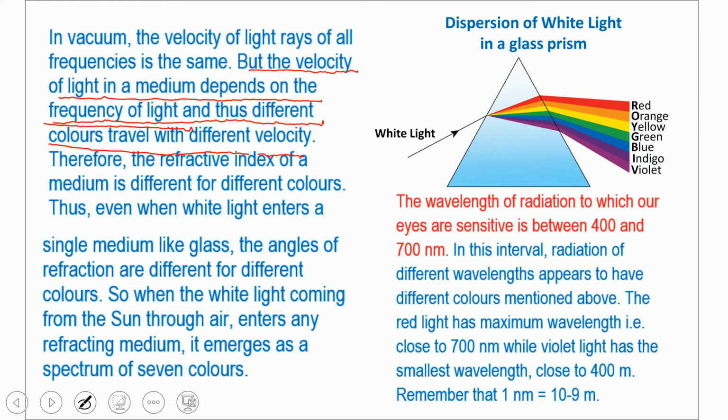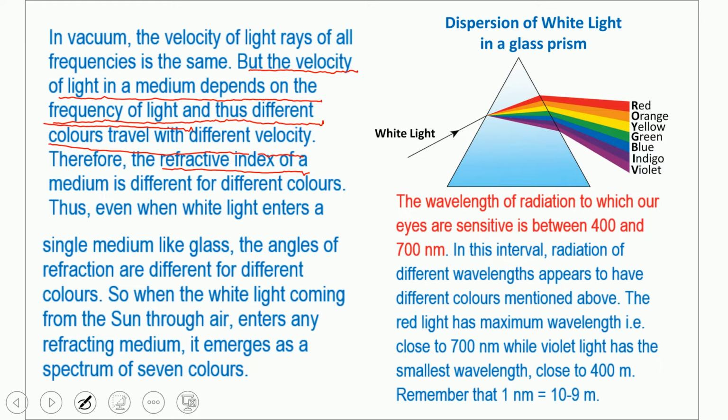Now the question is, why do the different colors travel with different velocity? Because of the frequency. They have different frequencies, therefore they travel with different velocities. So the refractive index of a medium is different for different colors. Refractive index we already studied, that is sine i upon sine r, like that we studied there.